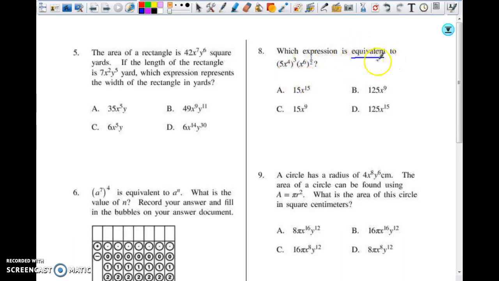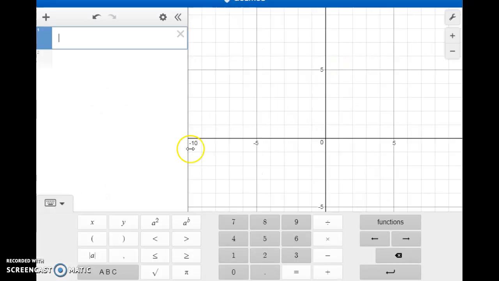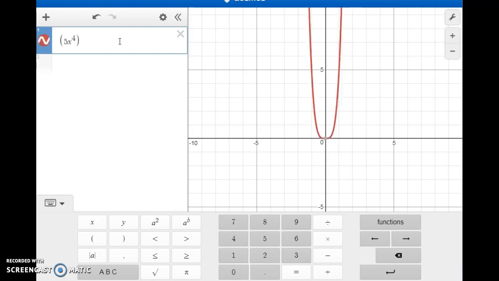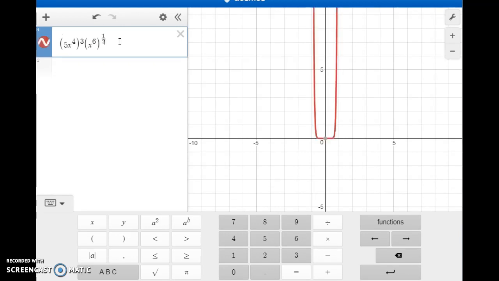That's what it means. So first of all, I only have an x here, so I can go ahead and put it in just the way I see it. Be careful with your exponents, but put it in just like that. So you go to Desmos, and you're going to type in parentheses 5x to the power of 4, close out the parentheses, raise that to the power of 3, then do another parentheses, x to the power of 6, close that out, and then to the power of 1/2. Alright, notice it does it for you.